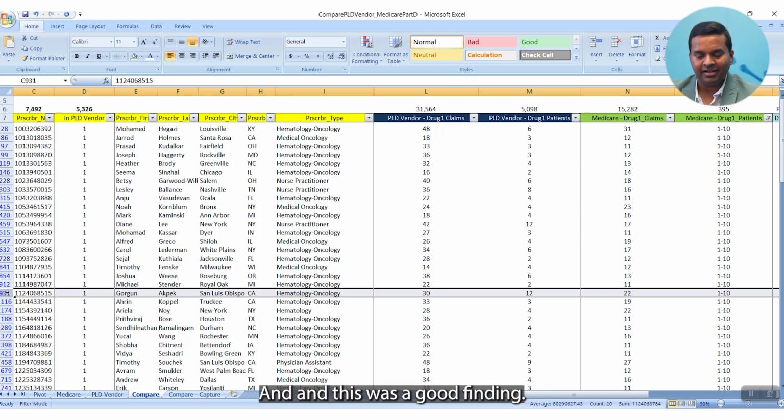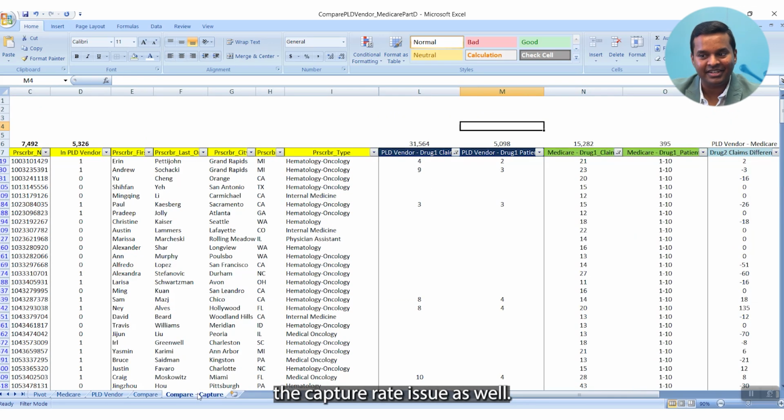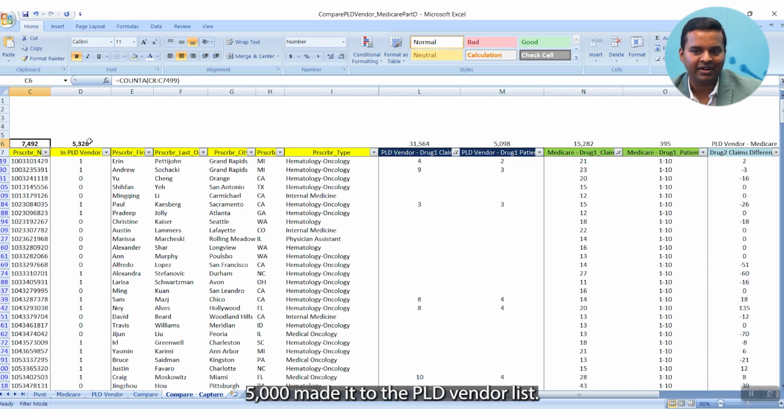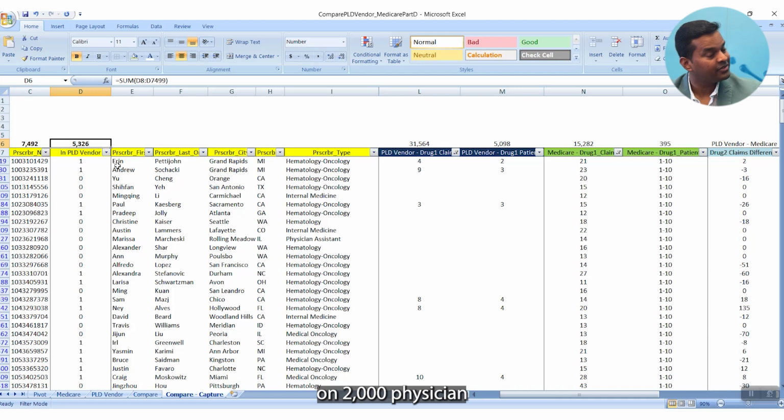And this was a good finding, but there was another finding that helped us understand the capture rate issue as well. This is what I was talking about: the same structure with the NPI. Of the 7,492 physicians that Medicare is reporting, 5,000 made it to the PLD vendor list. So there is still information on 2,000 physicians that don't appear in the PLD vendor. That is this list, JP.